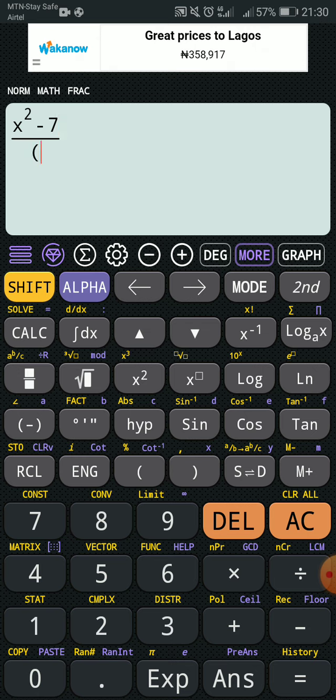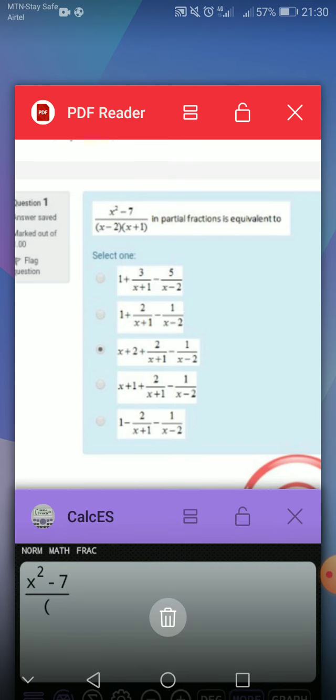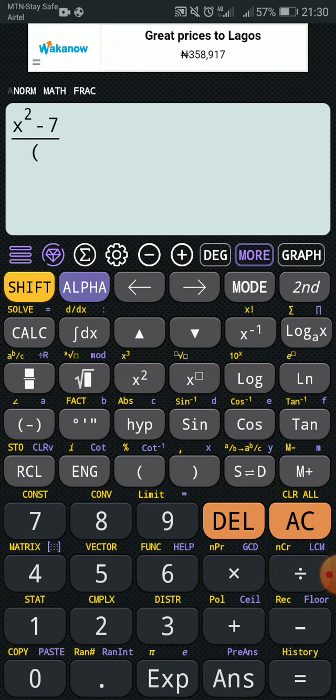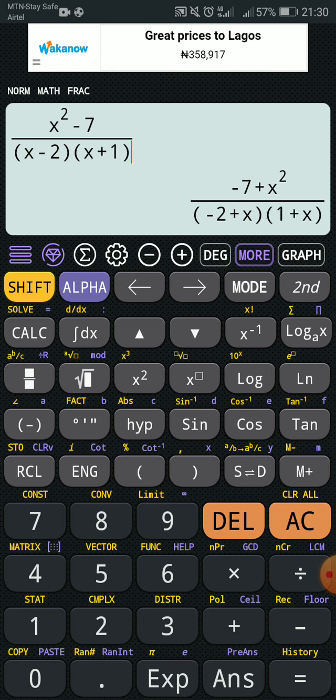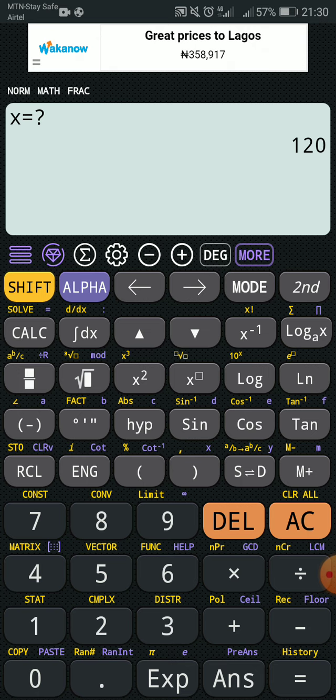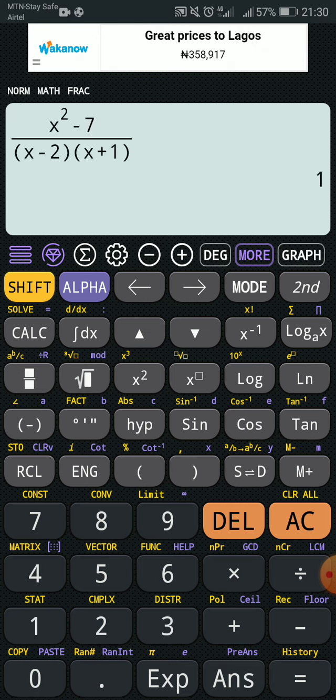Okay, then I open a bracket. The denominator, we have x minus 2 and x plus 1. Okay, so alpha x minus 2, then close bracket, open bracket, alpha x plus 1. Okay, close bracket. So now calc, press calc. Now at this point you press any number of your choice, but just make sure that the number you choose doesn't give you math error. So let's choose 5. So I choose 5 equal to. I got 1 after substituting 5.